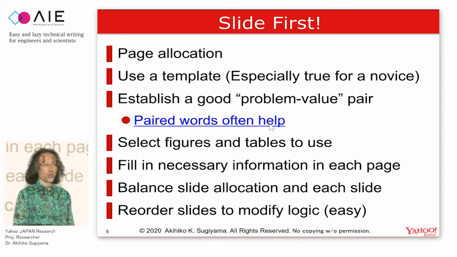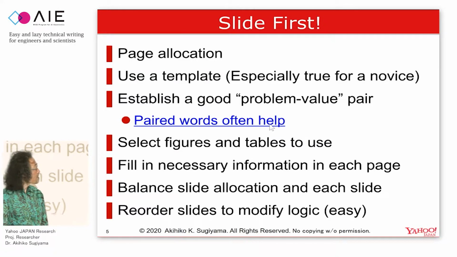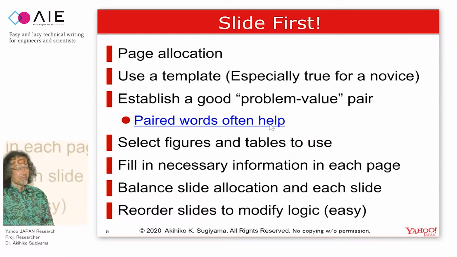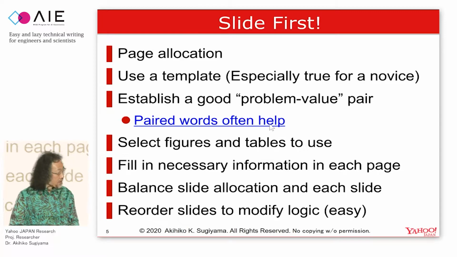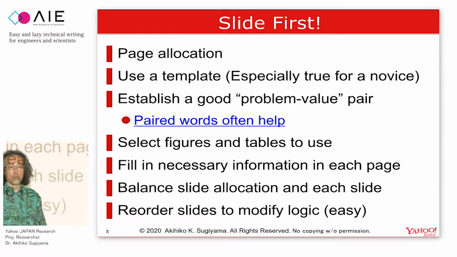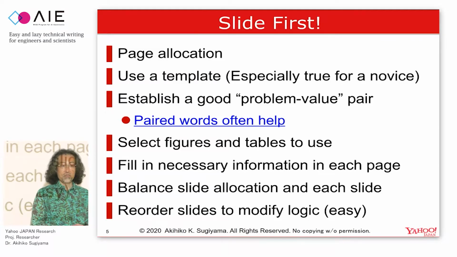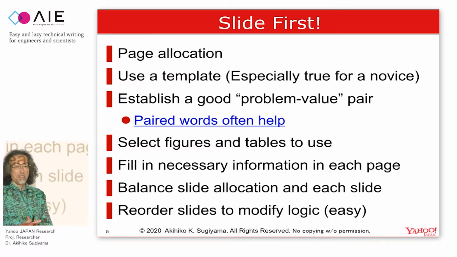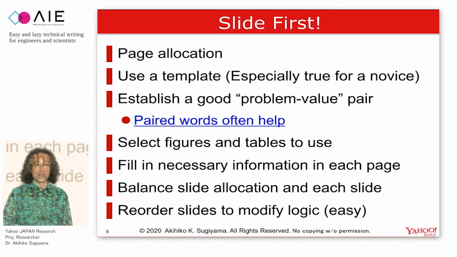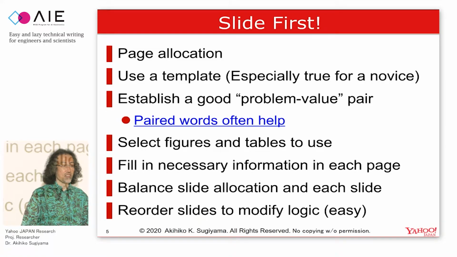This is a very common fault when we are reviewing papers submitted to conferences and journals. If there is not a good pair of problem and value, it is very easy for us to decline or reject that paper. So in this case, paired words often help, which I am going to talk more about in the following pages. Select figures and tables to use. This is the first thing you should do when you prepare slides. Pick up which ones to use, because you can put everything, generally. Fill in necessary information in each page.